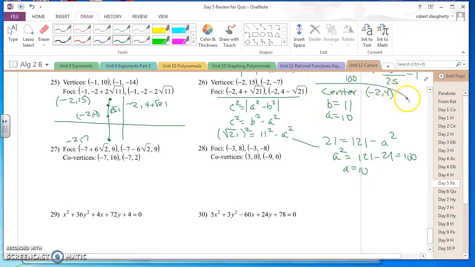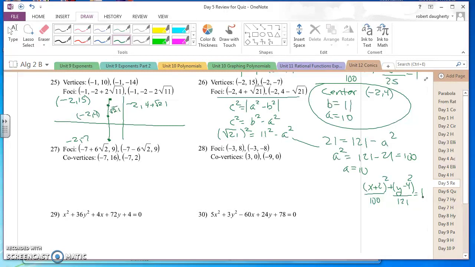So now I know the center and I know A and B. So I can write this as (x + 2)² + (y − 4)², and so A is 10 and B is 11. There we go. So that is the equation there.